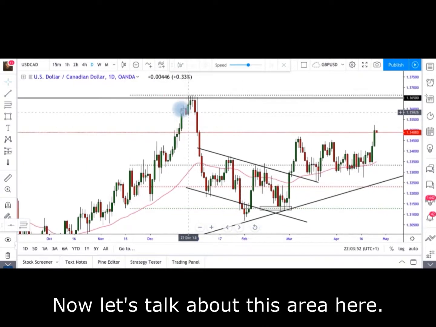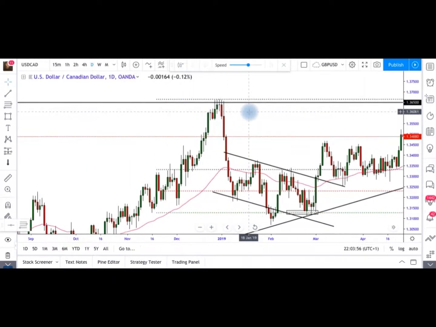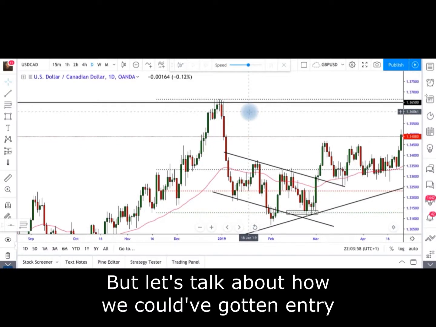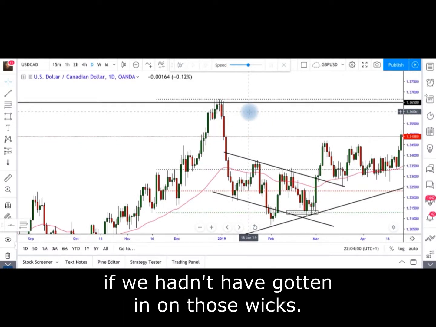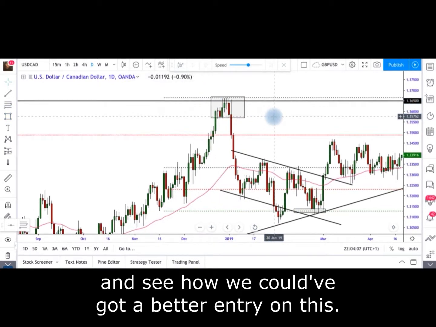Now let's talk about this area here. So I know we had this entry on these wicks, but let's talk about how we could have got an entry if we hadn't have got in on those wicks. So let's now scale down to this area here and see how we could have got a better entry on this.